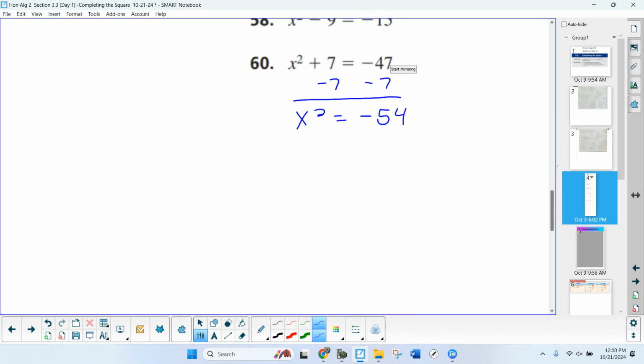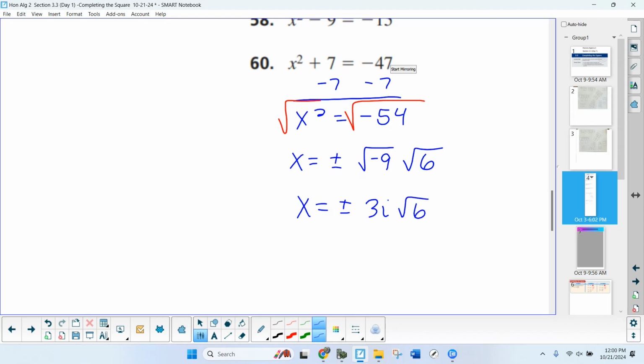Then what did you do? Take the what? And when you take the square root, that's where you got to remember to put what out front? Plus or minus. What did you guys break 54 up into such that one of them was a perfect square? 9 and 6. So put the negative with what? The 9. What's the square root of negative 9? 3i, square root of 6. So that was a big part of what we did on Friday. Any other questions? Okie dokie.